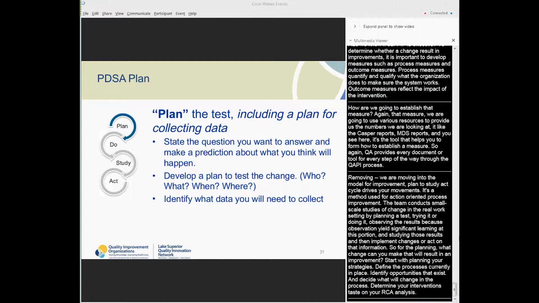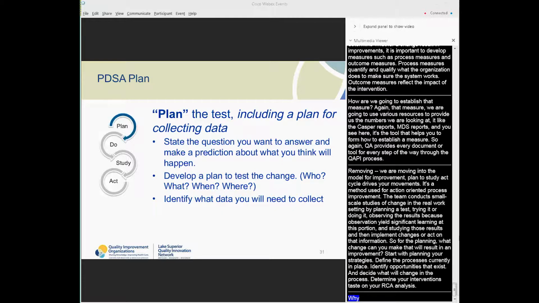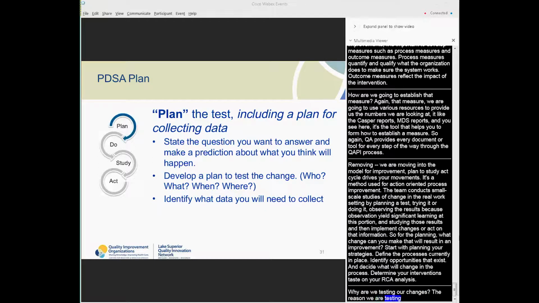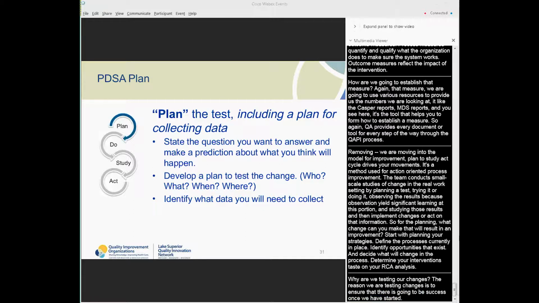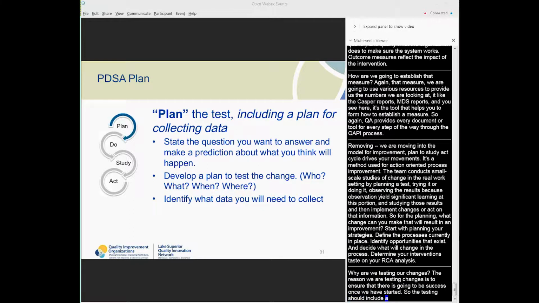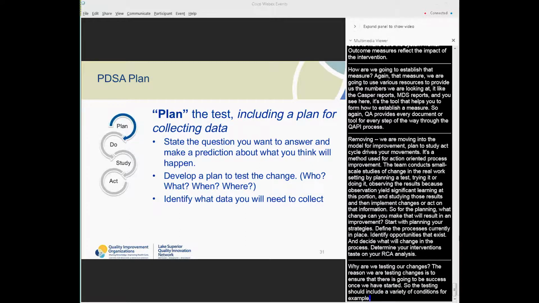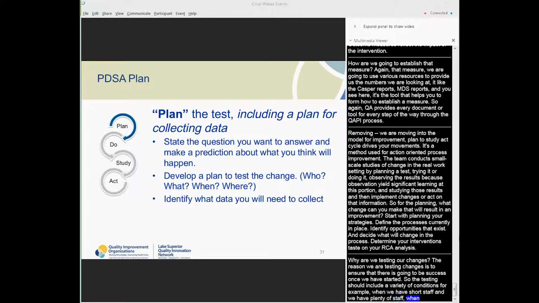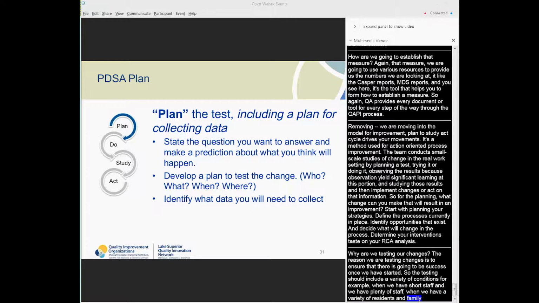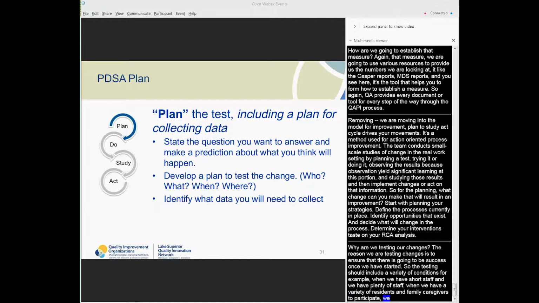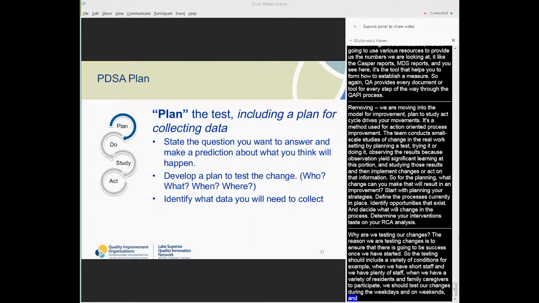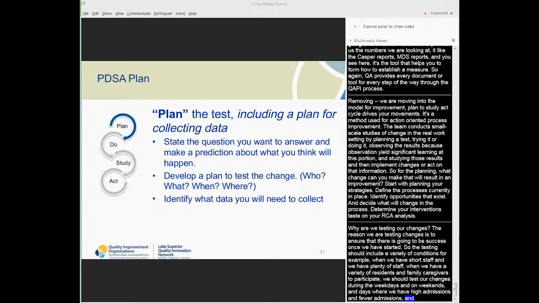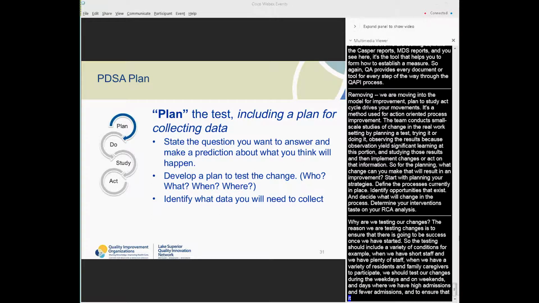Why are we testing our changes? The reason we're testing the changes is to ensure that there is going to be success once we have started. So the testing should include a variety of conditions, for example, when we have short staff and when we have plenty of staff, when we have a variety of residents and family caregivers to participate. We should test our changes during the weekdays and on weekends, and days where we have high admissions and fewer admissions, to ensure that it isn't what's occurring in the facility that's going to affect the process, but that it's a sustaining process.